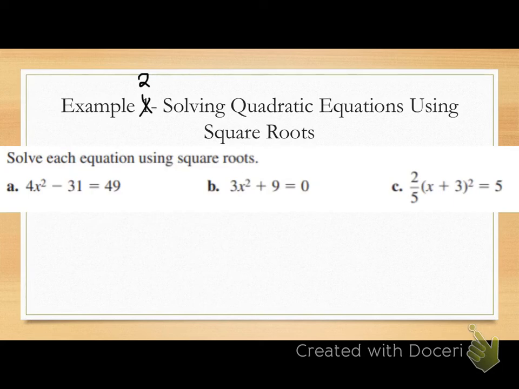On the left-hand side, I've got a few things with x. What would be my first step to get x by itself? Add 31 to both sides. 49 plus 31 is 80. Everyone okay with that step? Is x by itself yet? No. What's my next step to get x by itself? Divide by 4.